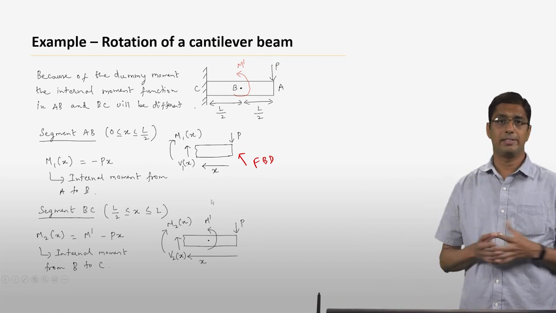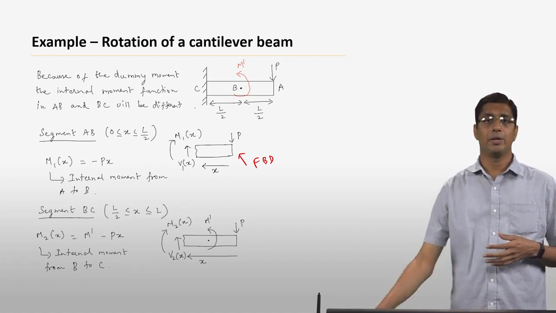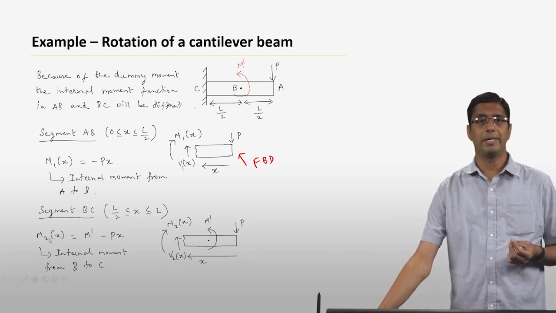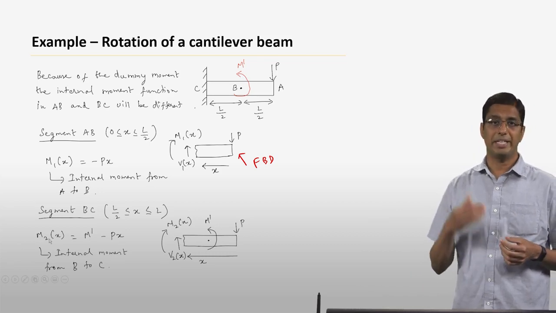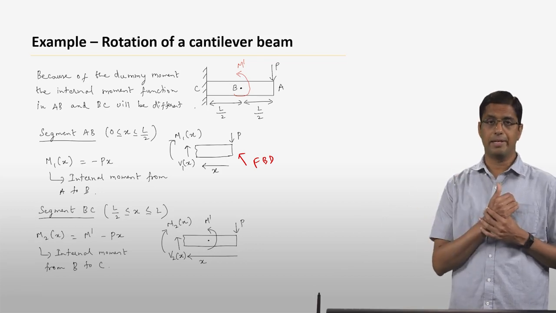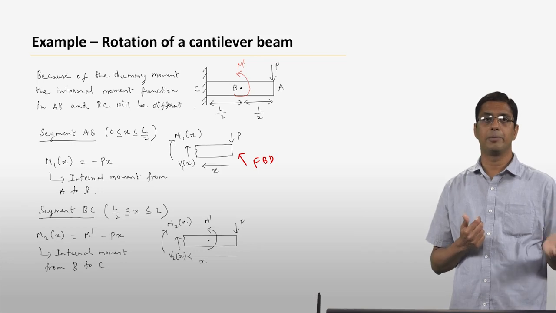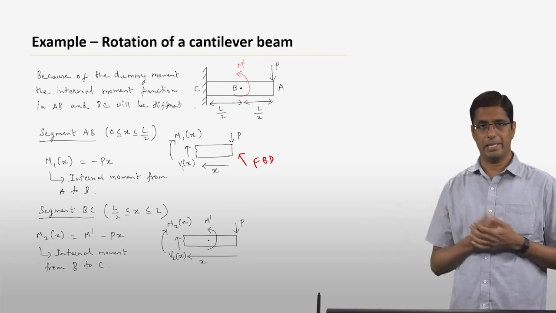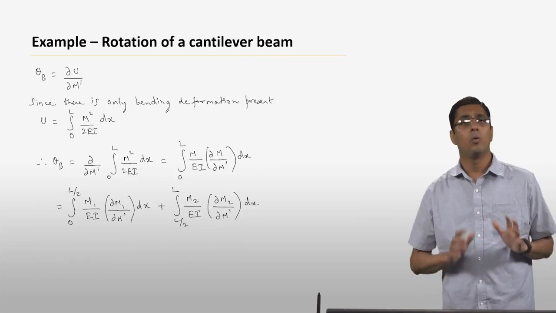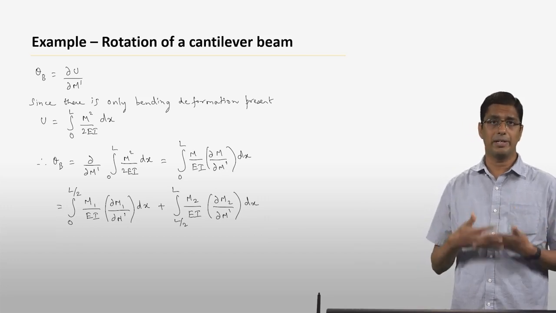And then, in the same way as you wrote the moment function for AB, you can also write the moment function for BC. That moment function is going to be M2 of x, which is going to be M prime minus P times x, because M prime is in the counterclockwise direction, so M2 will be opposite to that. So essentially M2 will be M prime minus P times x. This is something that is very trivial. You all know how to do this.